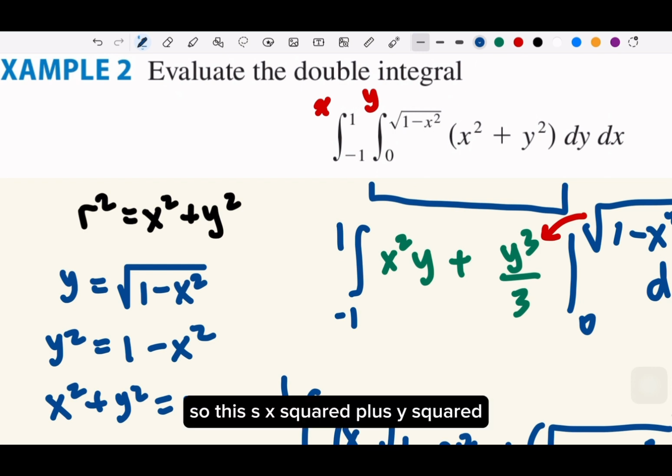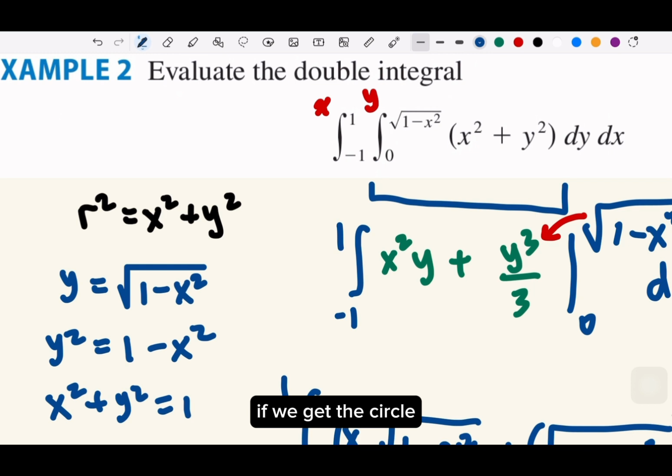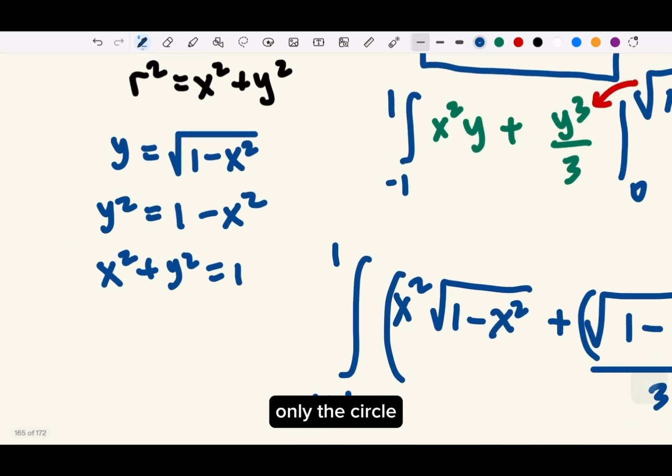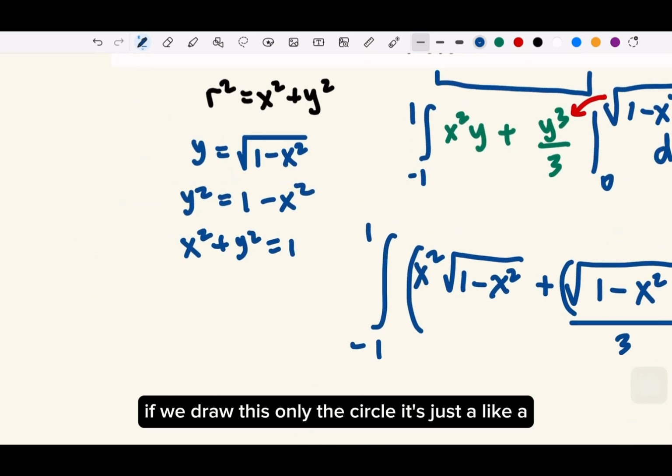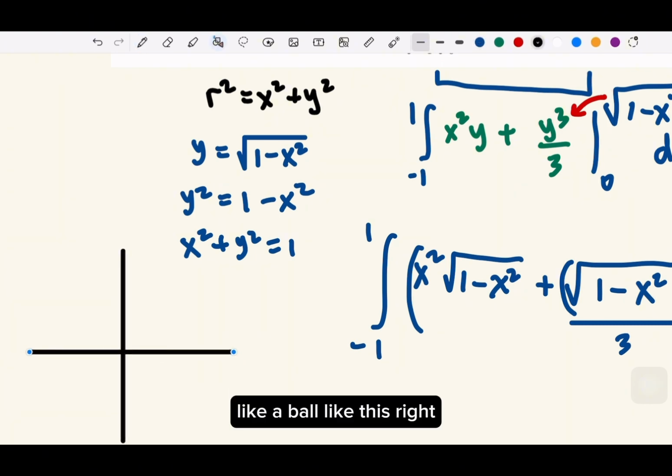So this x squared plus y squared can be written as r squared. And the whole thing here, we can try to rewrite and draw the curve. First we draw the curve from x equal -1 to 1, and then we draw from y equals 0 to the positive square root. If we draw only the circle, it's just like a ball like this, right?